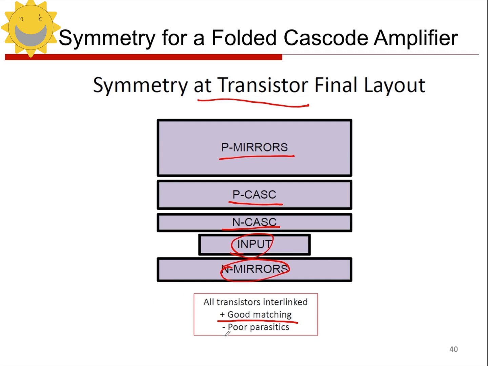But what's the problem? The problem is that it has poor parasitics. We emphasized this earlier, that after you create the common centroid, your wiring definitely becomes more complex. And that complex wiring will lead to more parasitic issues. So its parasitic characteristics are relatively poor. So this is the advantage and disadvantage of this kind of layout.